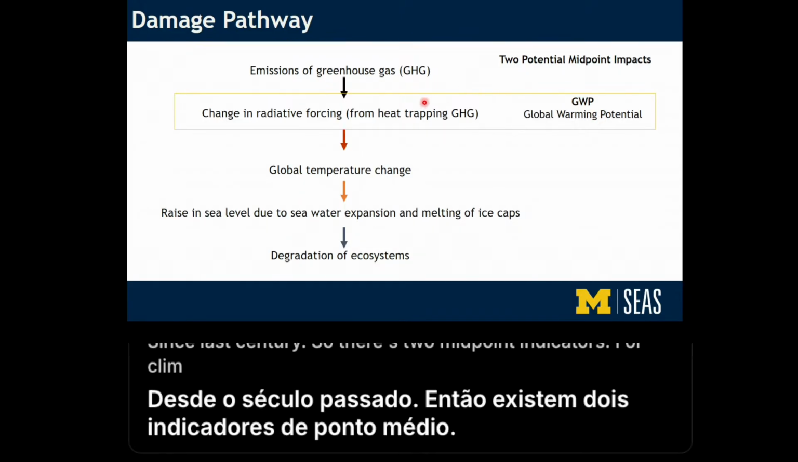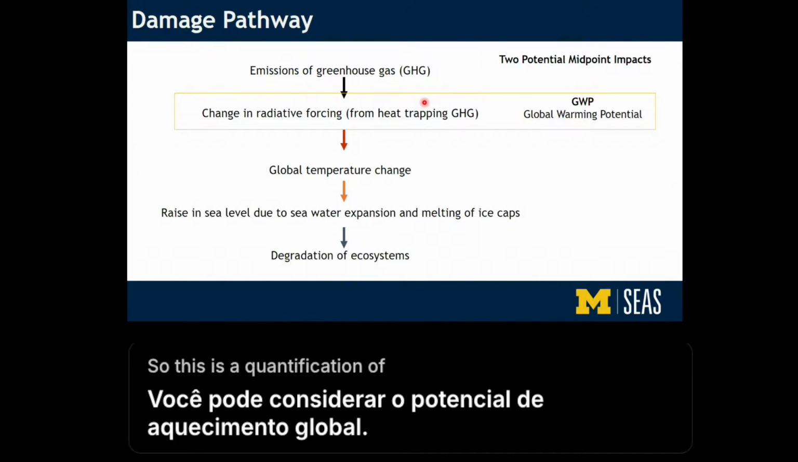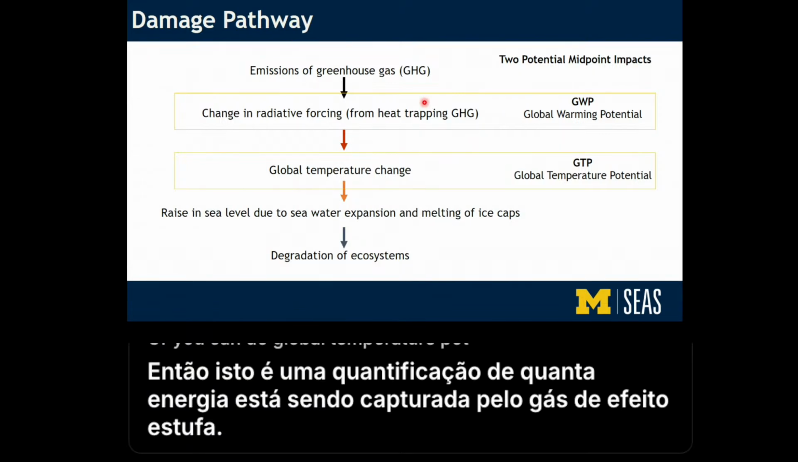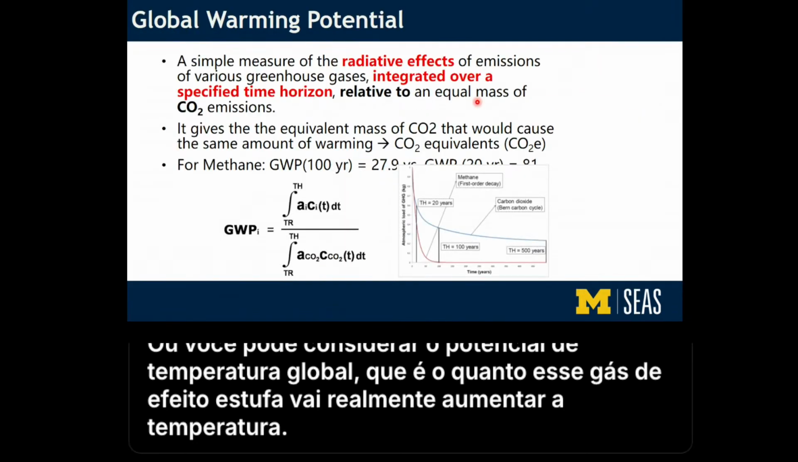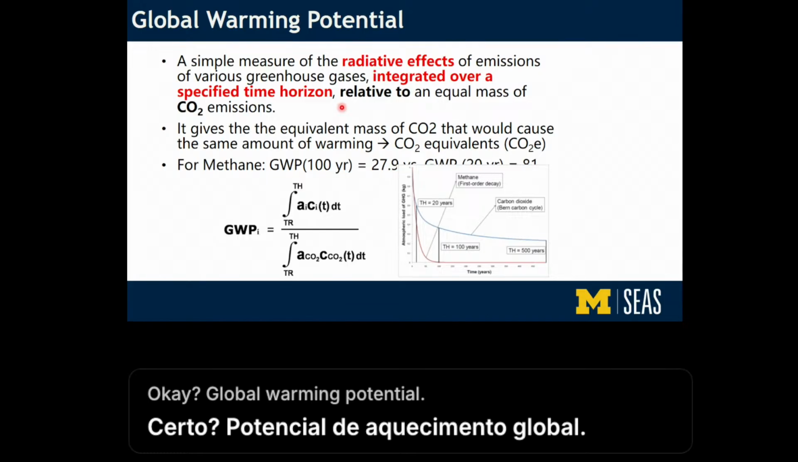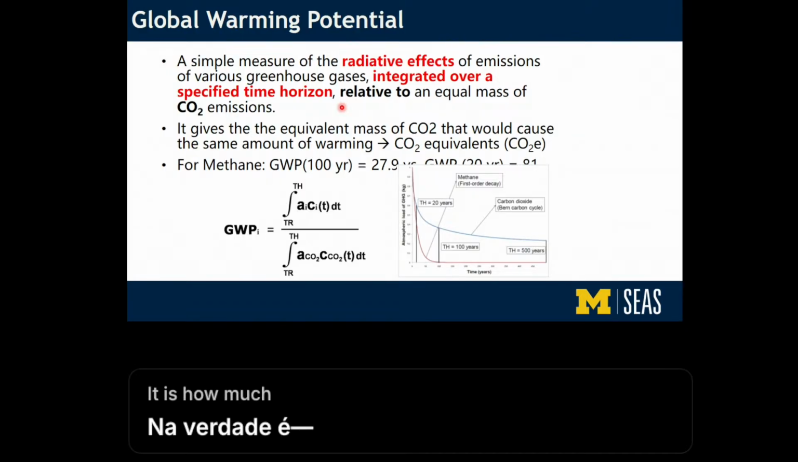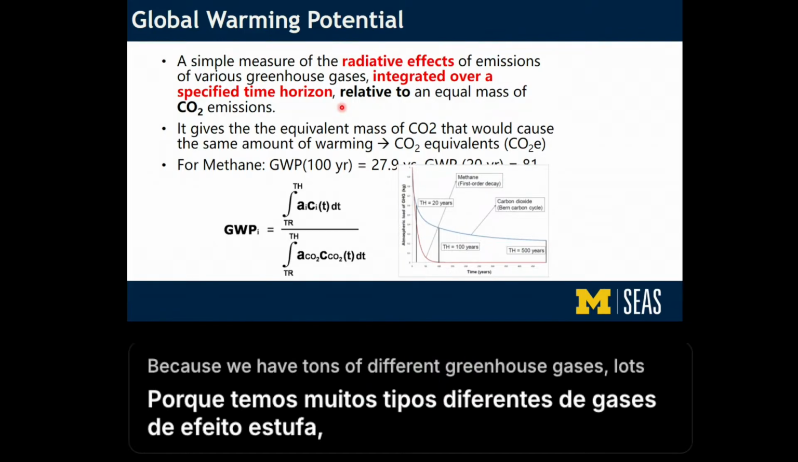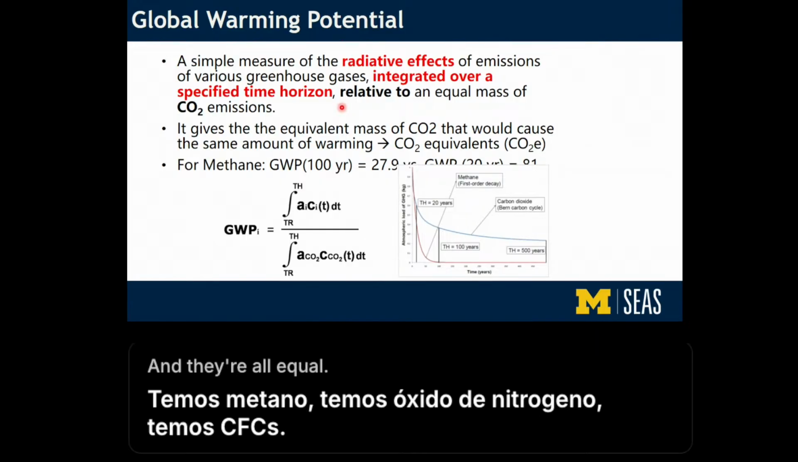You can do global warming potential. So this is a quantification of how much energy is being captured by the greenhouse gas, or you can do global temperature potential, which is how much that greenhouse gas will actually raise the temperature. We will stick with this one, okay? Global warming potential. So what is it? Global warming potential really is how much a gas will heat the earth relative to CO2, because we have lots of different types of greenhouse gases. We have methane, we have nitrous oxide, we have CFCs, and they're not all equal. So how do we turn these into a single unit that we can actually compare?